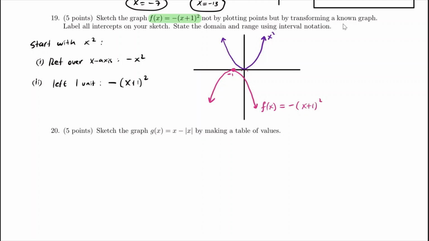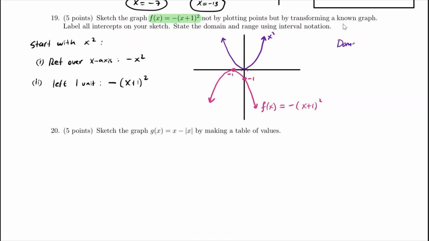The y-intercept is when x is equal to 0. When x is equal to 0, you will have 0 plus 1, which is 1 squared. That's 1 times the negative in front. That's -1. There you go. That's the y-intercept. And now we're also going to state the domain and range.